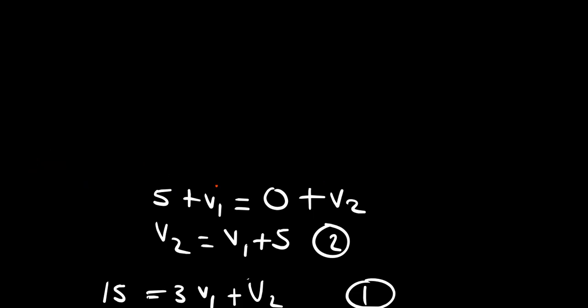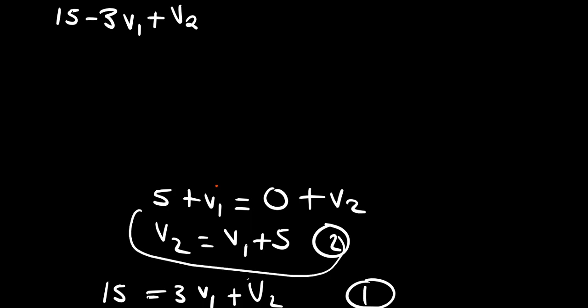Okay, so we've got 15 = 3v1 + v2. That is the equation that we have down. So now we're going to substitute what we have as v2, because v2 is this from equation number 2. So what are we going to have?